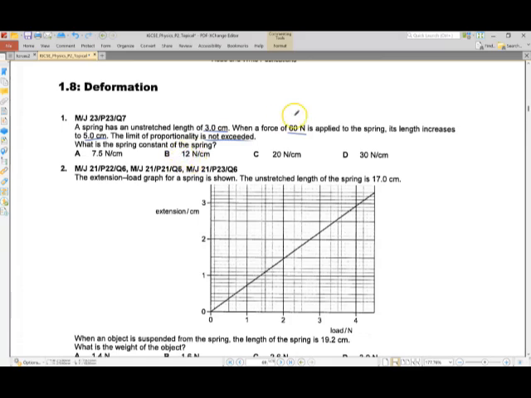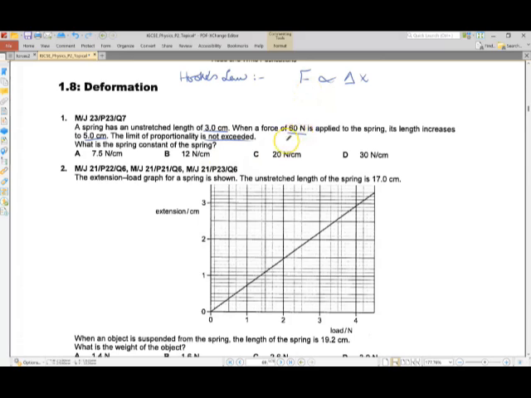Now, this is the concept that you need to understand. All this topic of deformation is based on Hooke's law, which states that when a force is applied, the extension in the spring is directly proportional to it, but until the limit of proportionality is reached, the spring is always going to go back to its original position once the load has been taken off the spring, unless the limit of proportionality is exceeded.